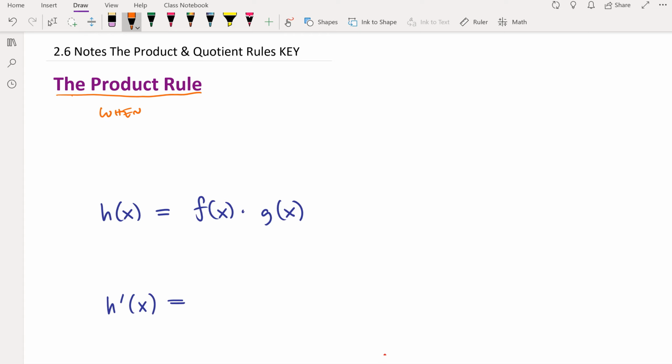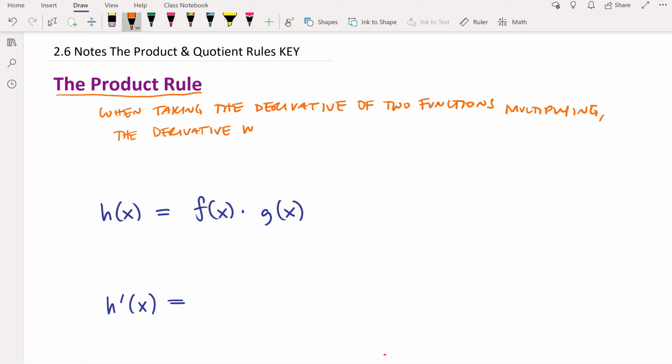And when taking the derivative of the product of two functions multiplying, we will say the derivative with respect to x will be, and we're going to write out how I'm going to say it so that you can practice saying it the same way. The derivative will be, and then I'm going to put this in parentheses.